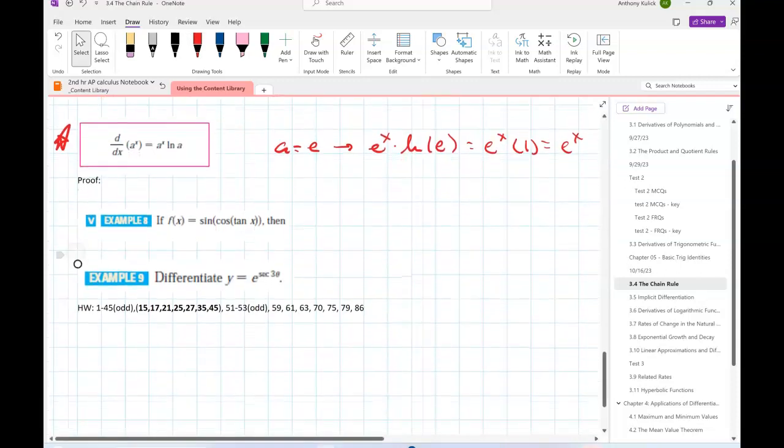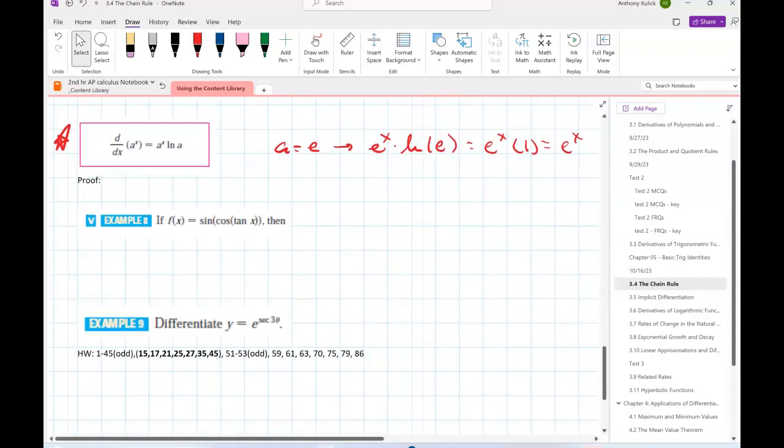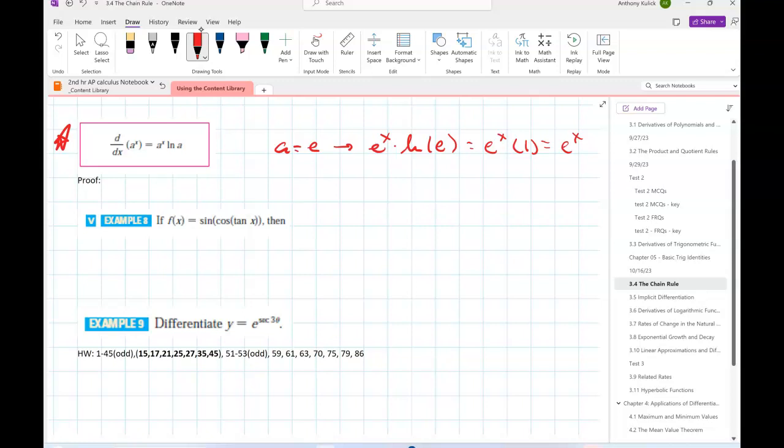Let's see some multiple chain rules. You need to practice this. This is like symbol pushing. We need to practice this kind of stuff. It's about reps. It's not theoretical.